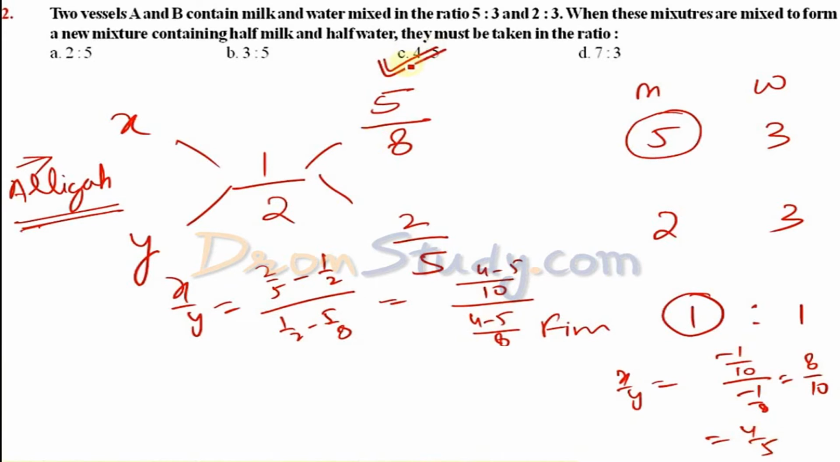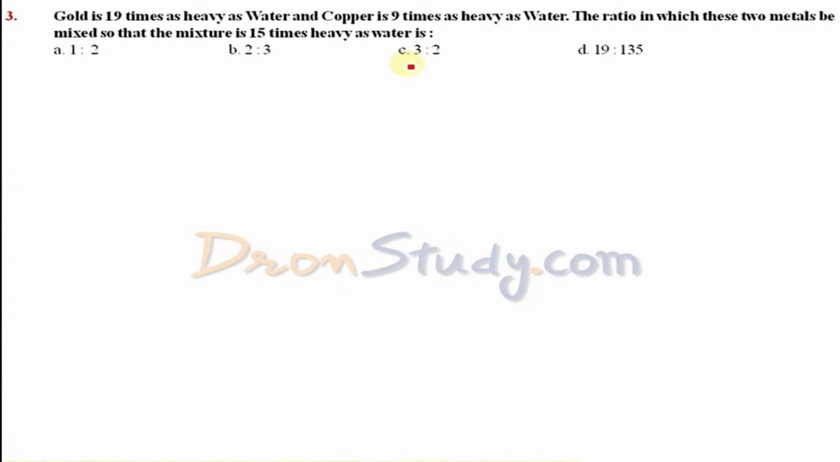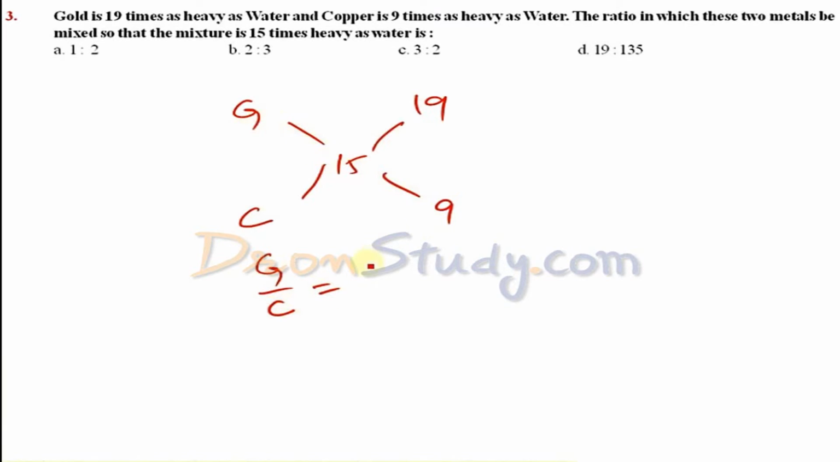Okay, next question. This is again an alligation question. Gold is 19 times as heavy as water and copper is 9 times as heavy as water. The ratio in which these two metals should be mixed so that the mixture is 15 times as heavy as water. Okay, so the process is gold upon copper. Now this difference is 15 minus 9 upon 19 minus 15. It is 6/4 or 3/2. Answer is C option.